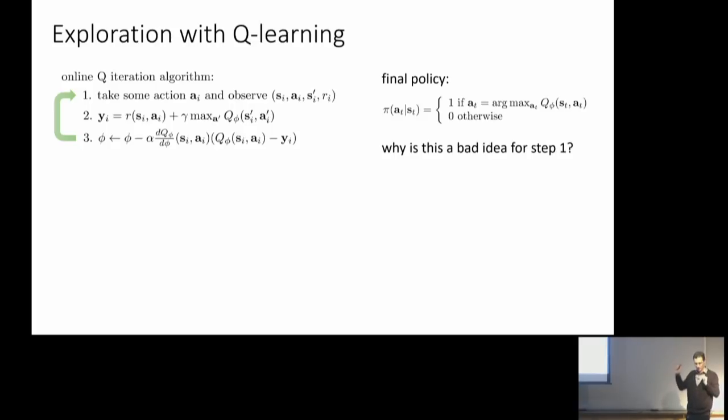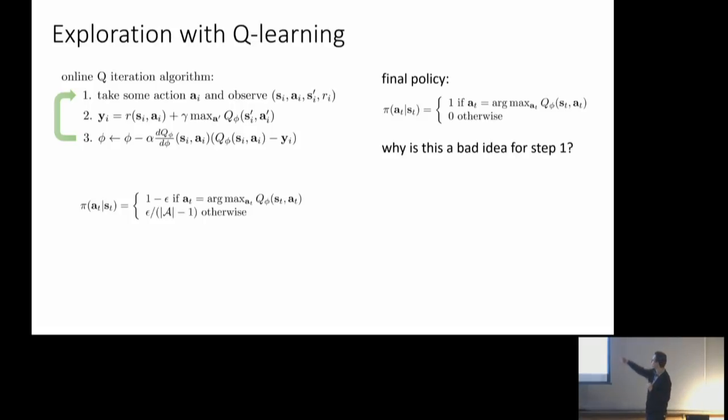Okay, so why is it a bad idea for step 1? Well, because you need to explore. All right, so how do you explore? Well, what else can you do other than this policy, this deterministic policy? A very, very simple choice, and one that tends to work decently well for relatively simple problems, is to do what is called epsilon greedy exploration.